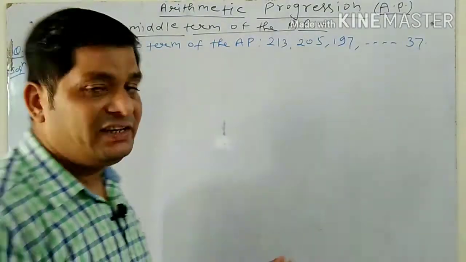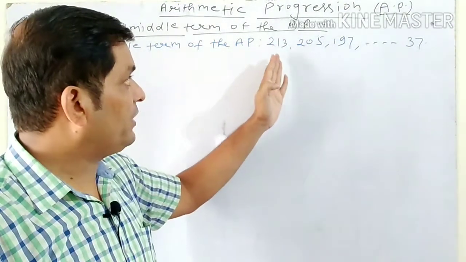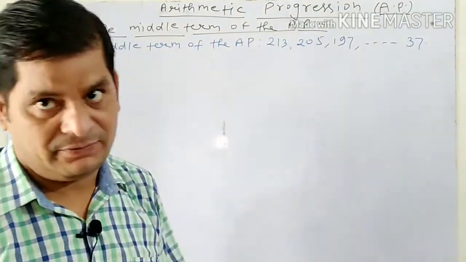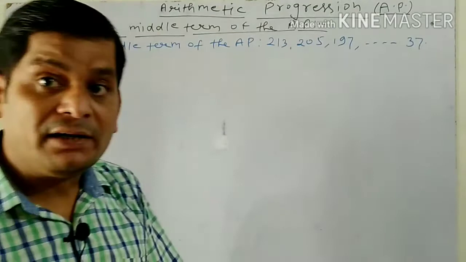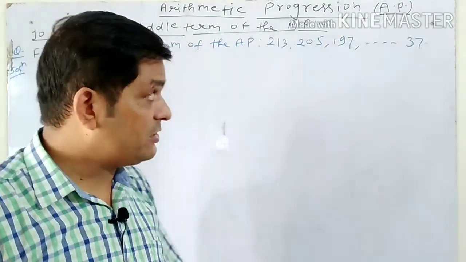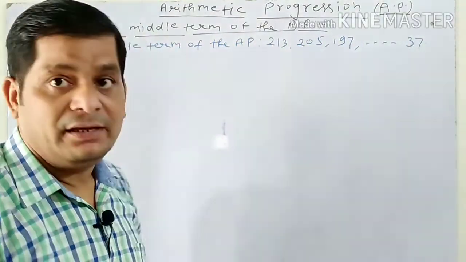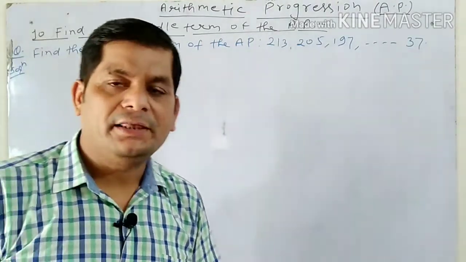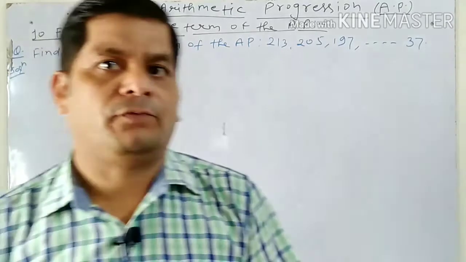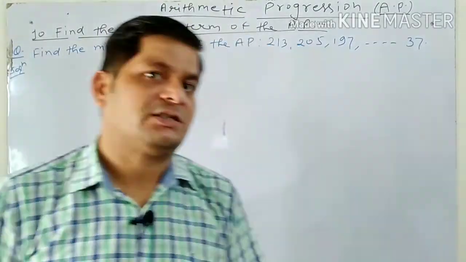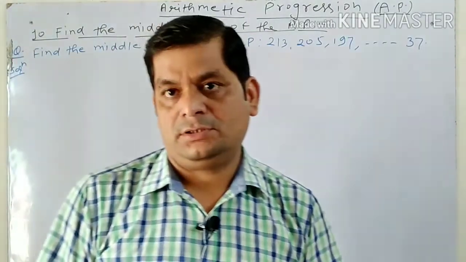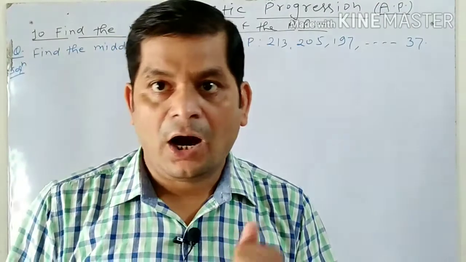You can see the AP is 213, 205, 197 and so on. The last term 37 is given. So how will we find the middle term? In this AP, the number of terms is not given. Without getting the number of terms, we will not be able to find the middle term. So first we will find the number of terms.